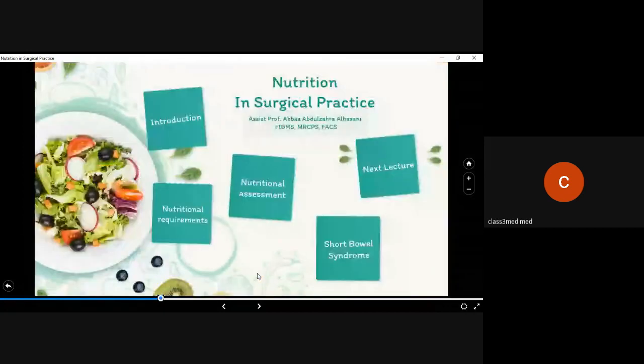So after having a good idea about nutritional requirements, the content of nutritional regimes, and how we could monitor a patient on nutritional support, we have to have a very good idea about nutritional assessment.